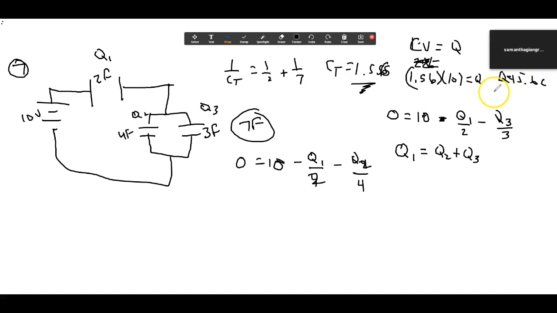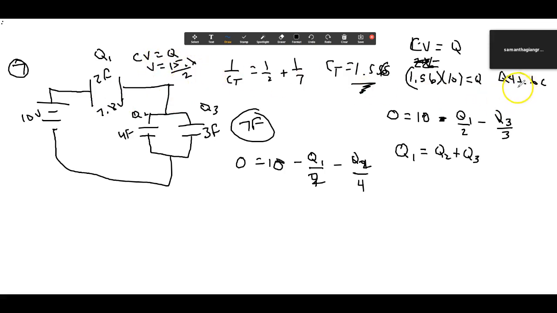Okay. Once I know that, I can do CV equals Q over here, right? Get my voltage to be equal to the Q I currently have there, which is 15.6 divided by 2, and I get that this is 7.8 volts. Wait, what did you just do in that last equation? Sorry. No problem.